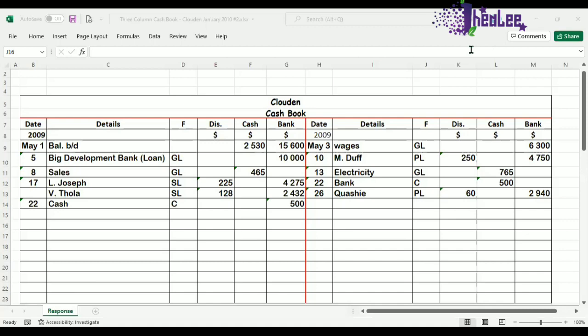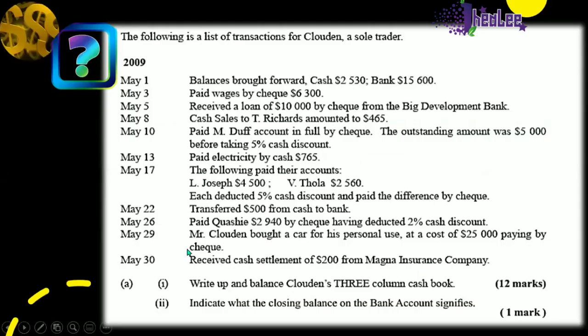We're now going to move on to the next transaction, and that is May 29th. Mr. Cluden bought a car for his personal use at a cost of $25,000, paying by check. So Mr. Cluden bought this car. Was it purchased for the business? That wasn't purchased for the business. It was purchased for personal use.